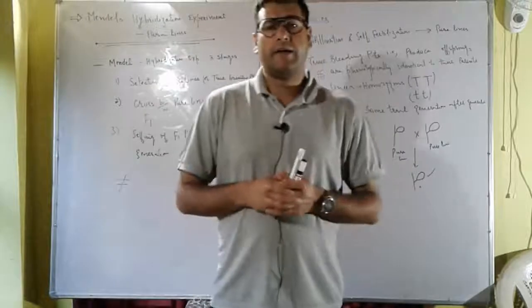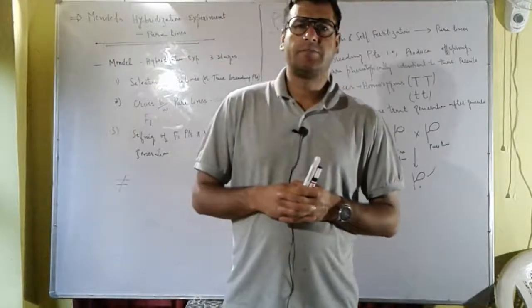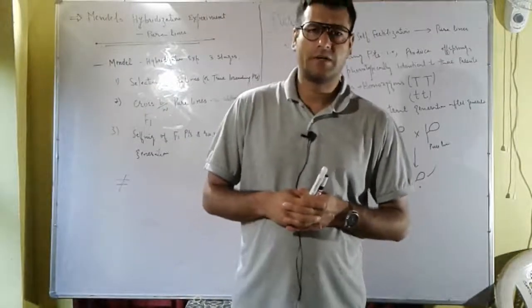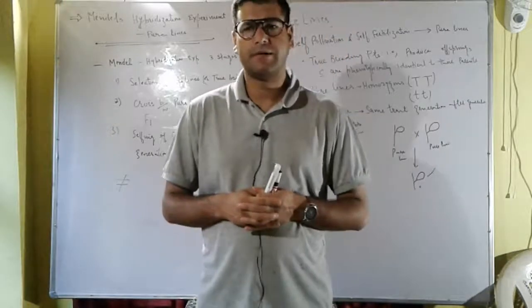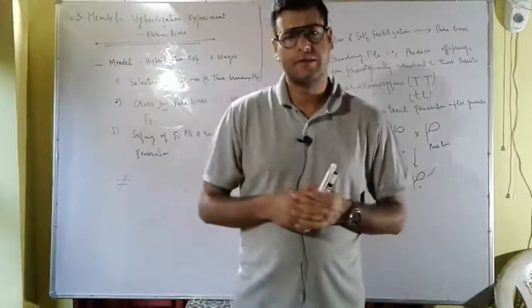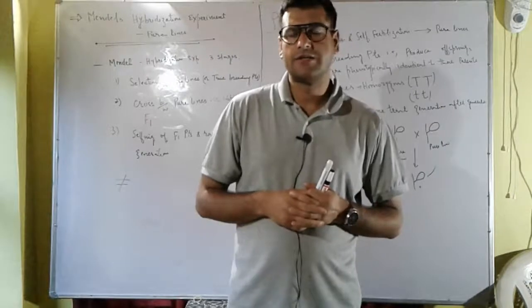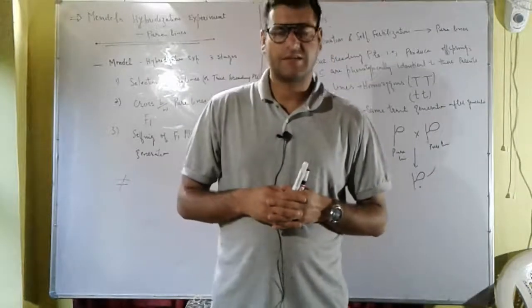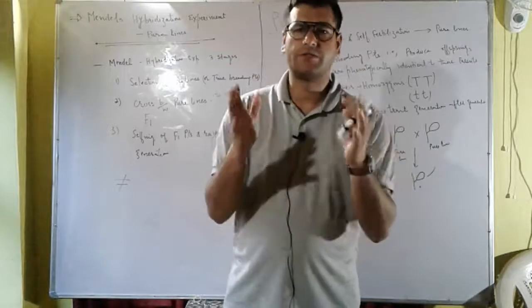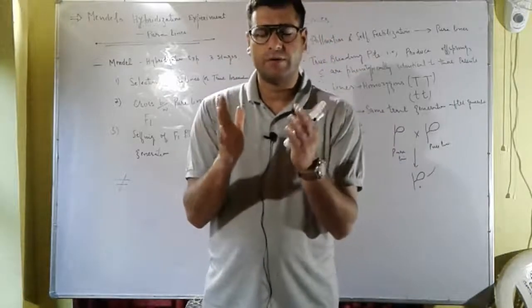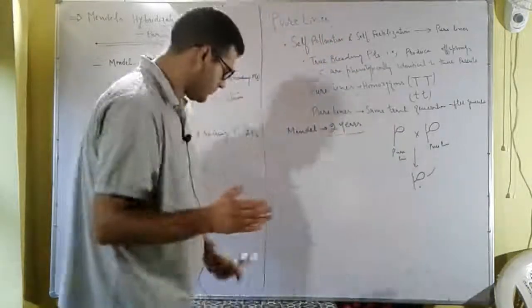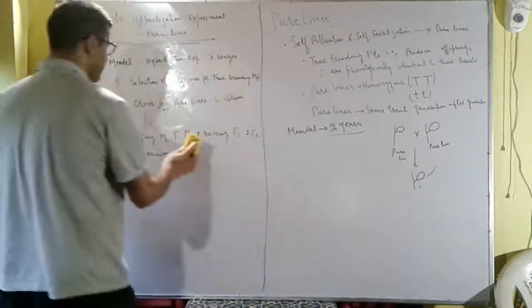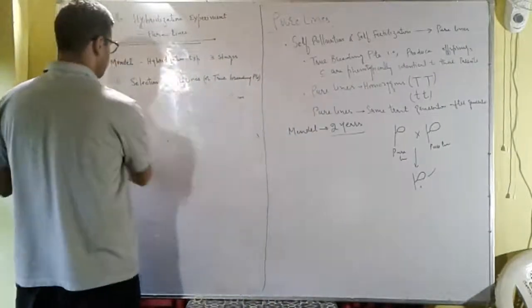Then Mendel performed his experiments on different varieties of pea plants, and these pea plants differ in 7 contrasting traits. So he crossed these pea plants one by one. For example, how he performed his experiments.